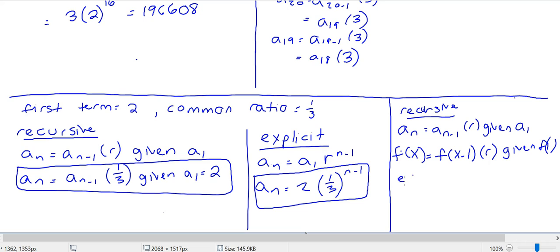The explicit definition is a sub n is equal to a sub 1 times r to the n minus 1. You could also write this as f of x is equal to f of 1 times r to the x minus 1.